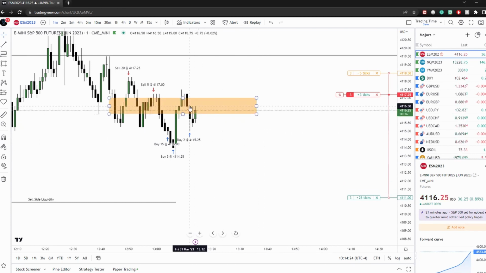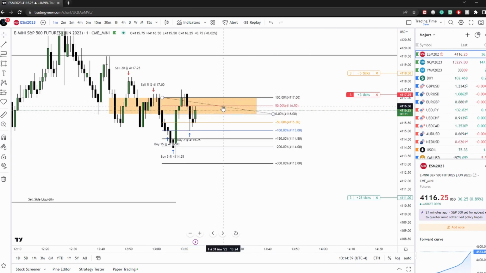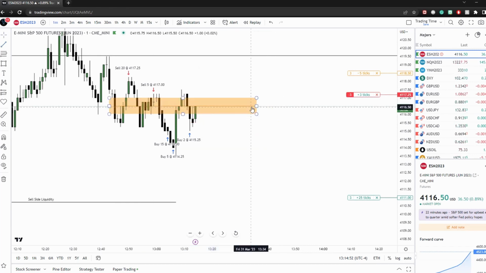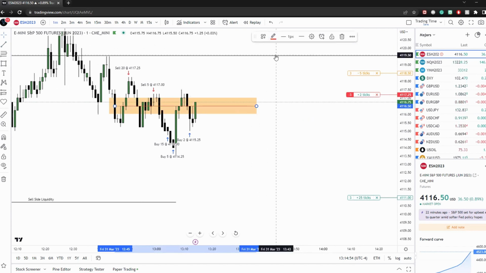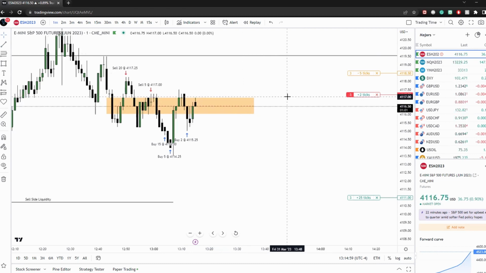Price running higher again. Right into this fair value gap. Looking for support. Let's cut this in half. So constant encroachment. Boom right there. 41.16.5, 41.16.50. So this right here. Red. Constant encroachment right there.